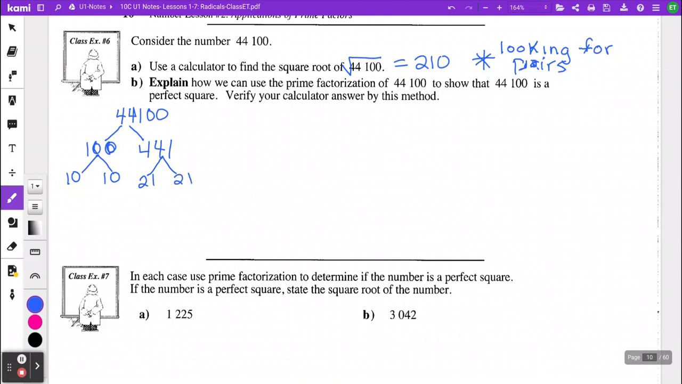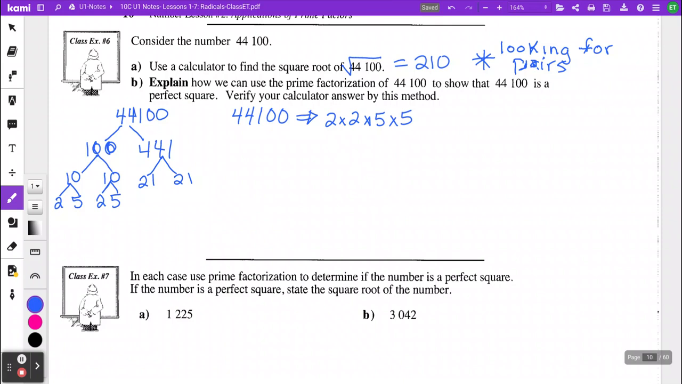Now, each of those numbers can break down, and when they break down, they're going to break down into pairs again. So when I break down a 10, it's going to break down into 2 and 5, and this 10 is going to break down into 2 and 5. So I have 2 2s and 2 5s. So far, 441 with a couple zeros at the end looks like this: 2 times 2 times 5 times 5. That's what we've got from the 10s. Now I'm going to deal with the 441.